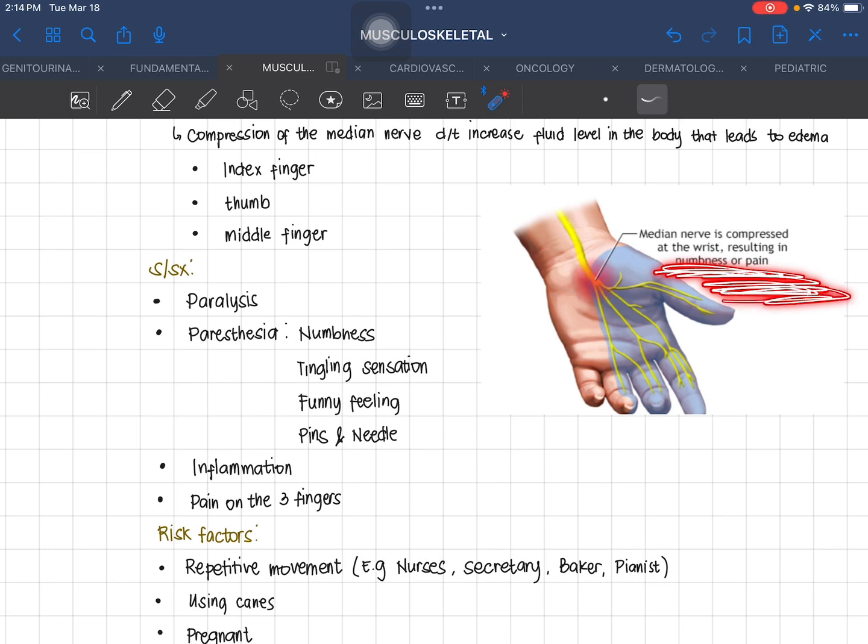So, makikita natin yan sa signs and symptoms. So, what are the signs and symptoms of carpal tunnel syndrome? Of course, patient will experience paralysis. And sinabi na nga dito na may numbness, naka-experience si patient ng paresthesia, numbness, tingling sensation, funny feeling, pins and needles. Ayan yung mga tatandaan natin sa paresthesia. And also, inflammation then. And lastly, pain on the 3 fingers. Yung 3 fingers na nabanggit, index finger, thumb, and middle finger.